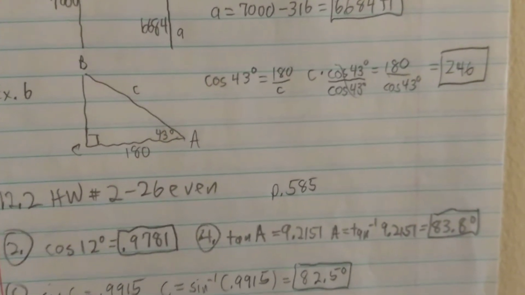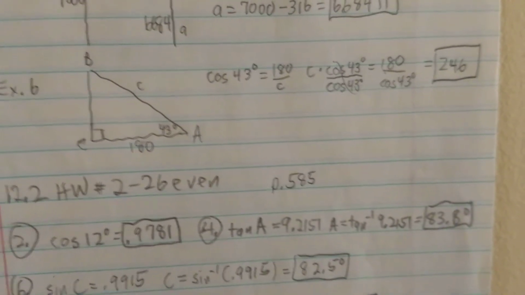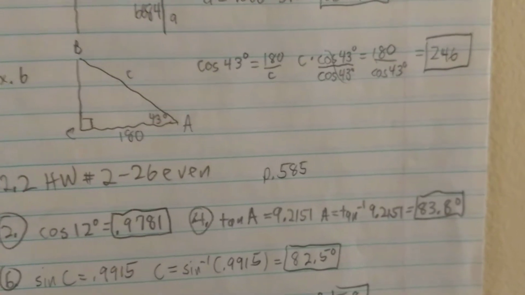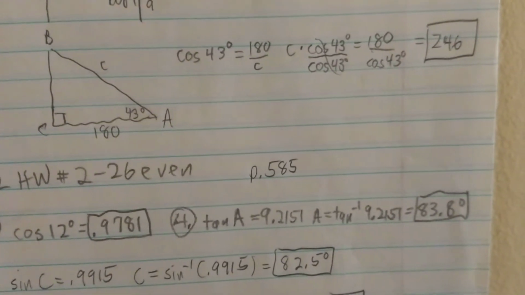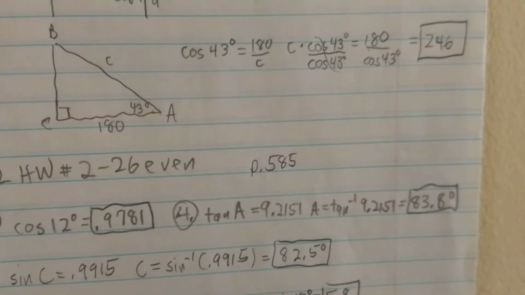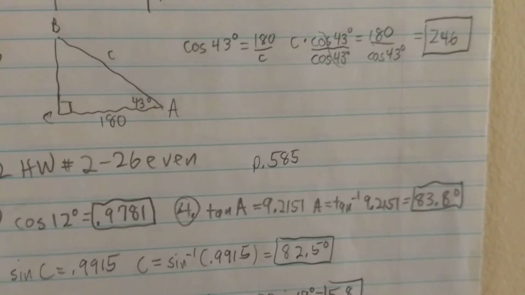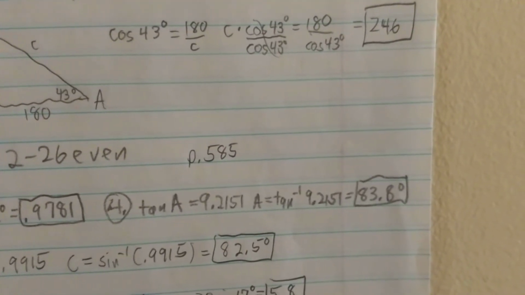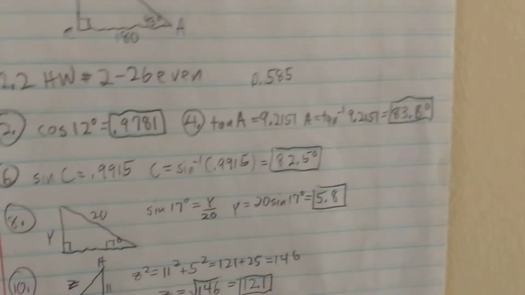Now on example 6, we have a base of 180 and an angle A of 43 degrees. So in order to get side C, the hypotenuse, we can say that cosine 43 is adjacent over hypotenuse, or 180 over C, and multiplying through, C times cosine 43 is 180. Dividing both sides by cosine 43, we get approximately 246.